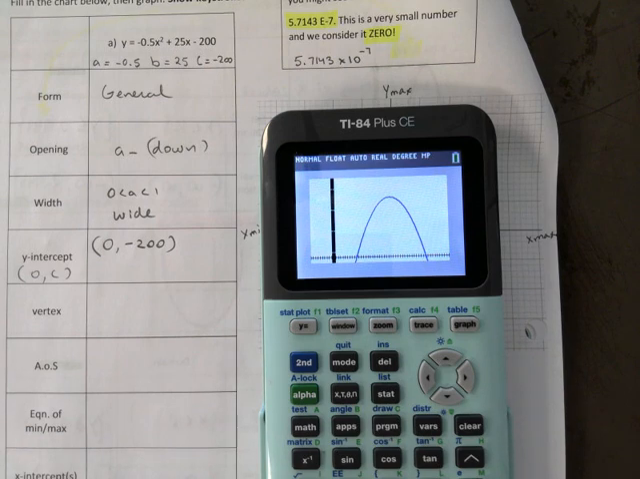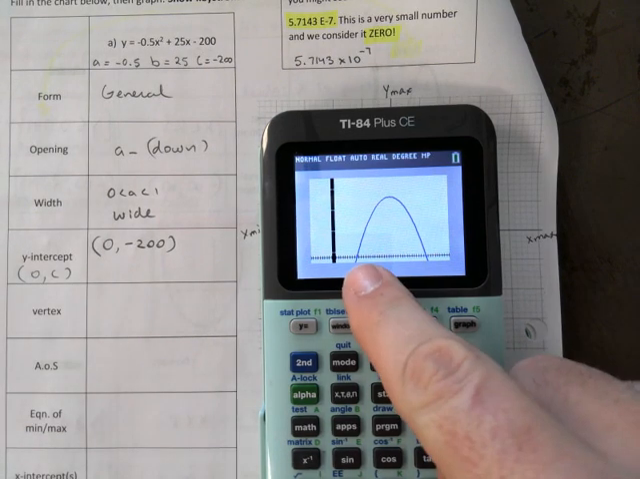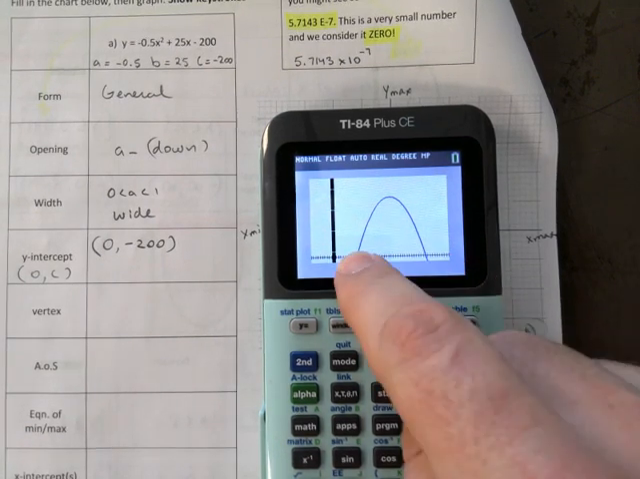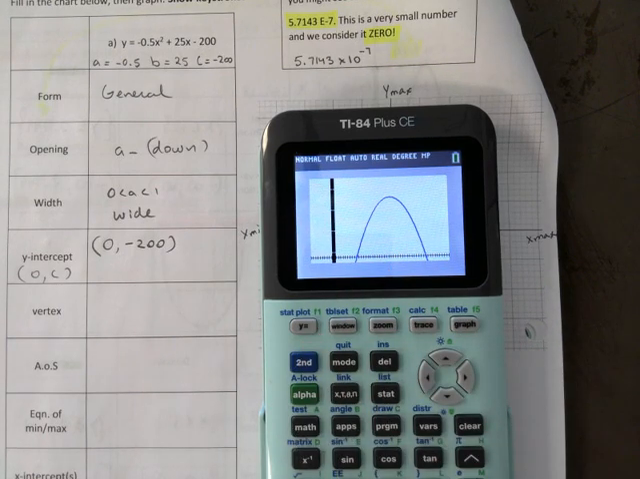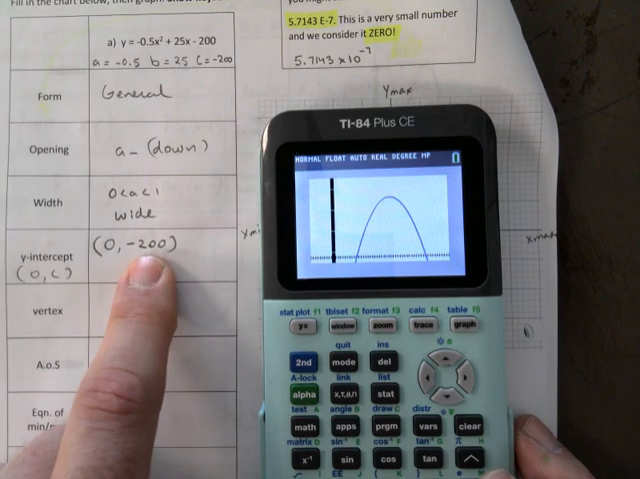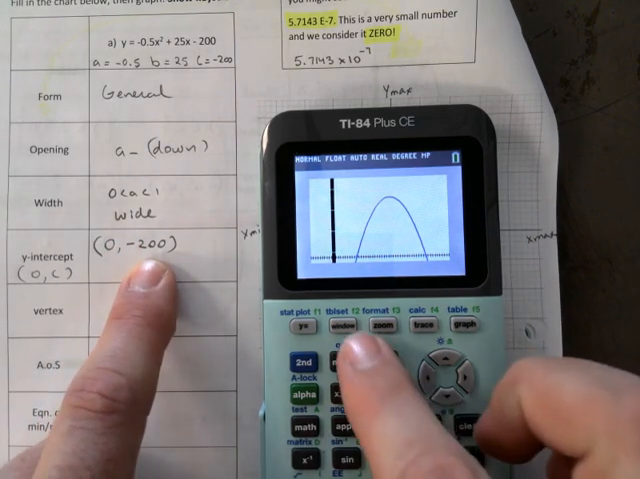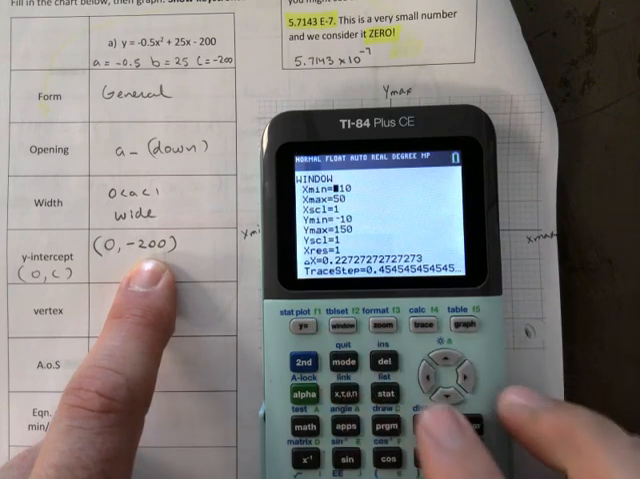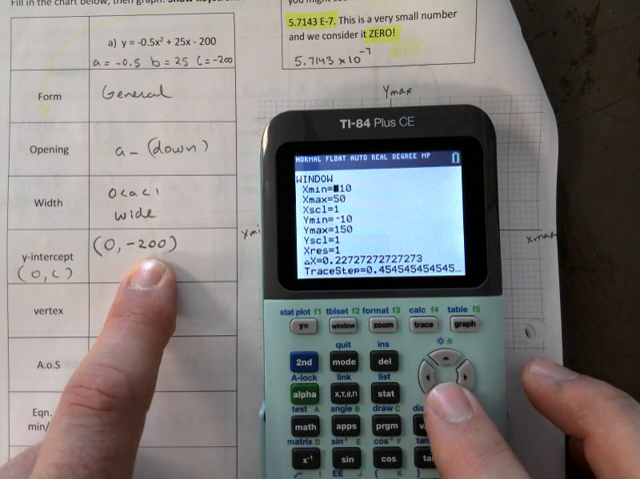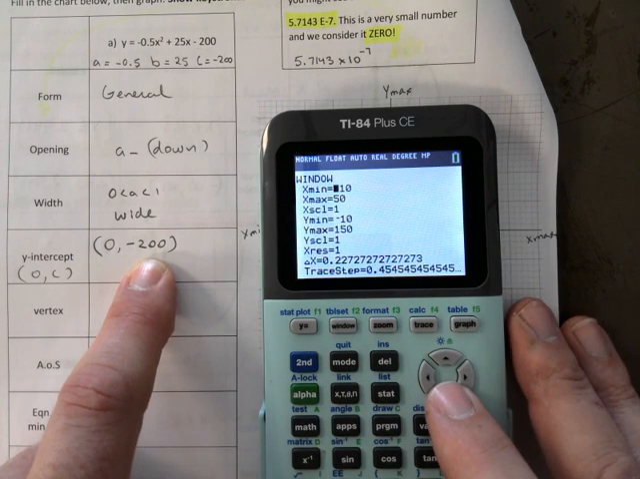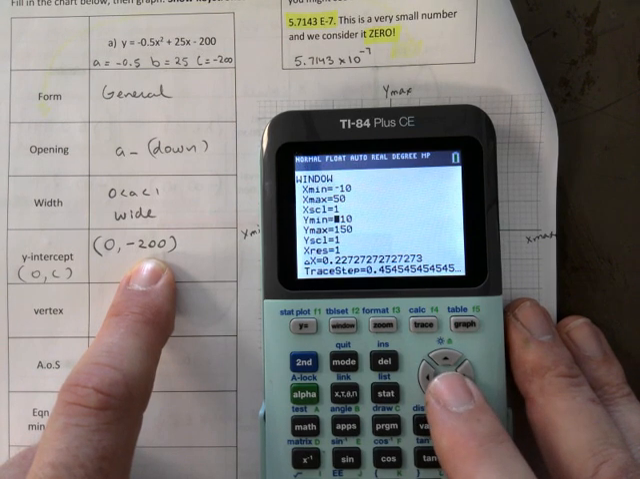There's one thing missing. I want to see all the intercepts. Am I seeing the y-intercept right now? No. Do I know where it is? Look at where my finger is. So we're going to go window. What are we going to change? Yeah. Y-min. That's right. What should we change it to?